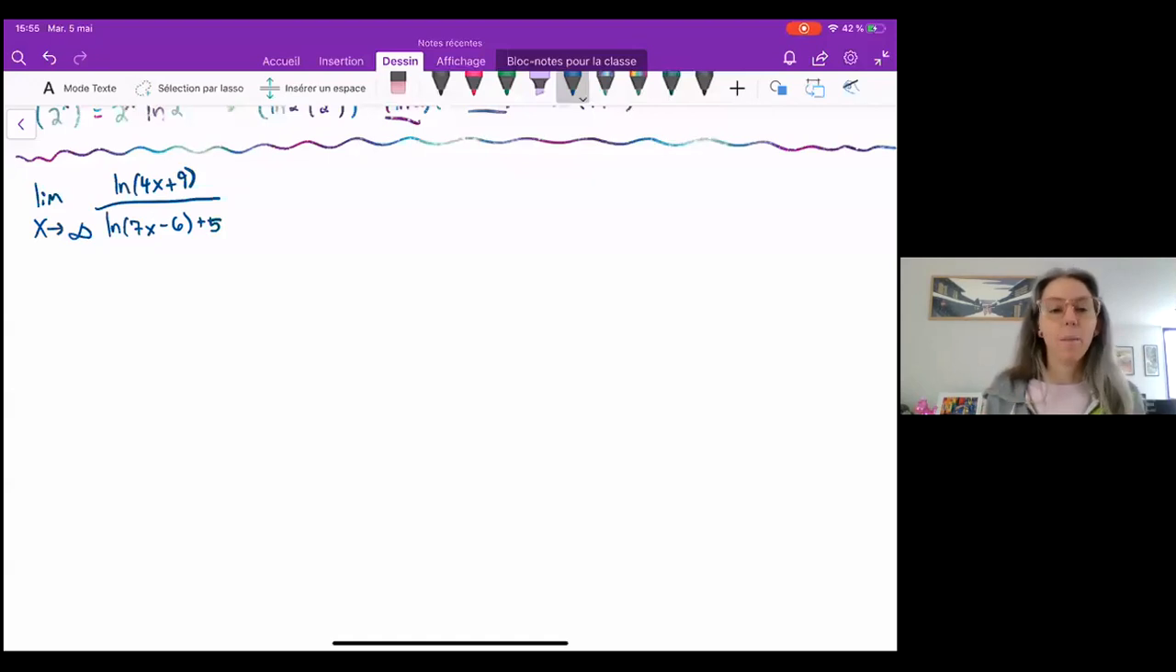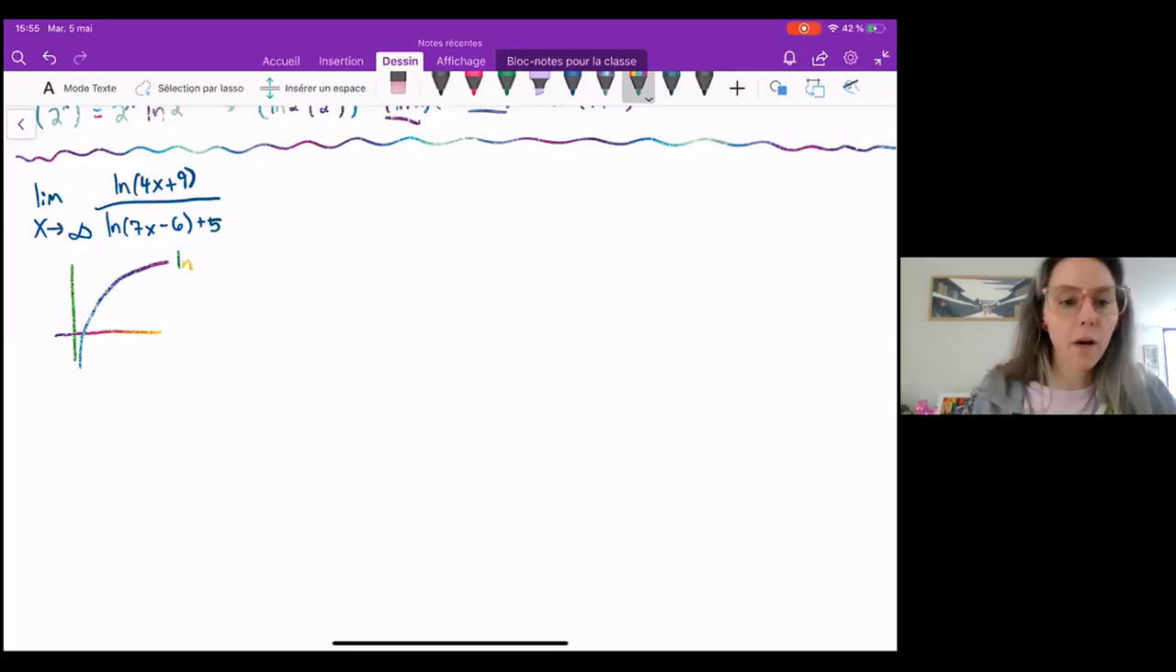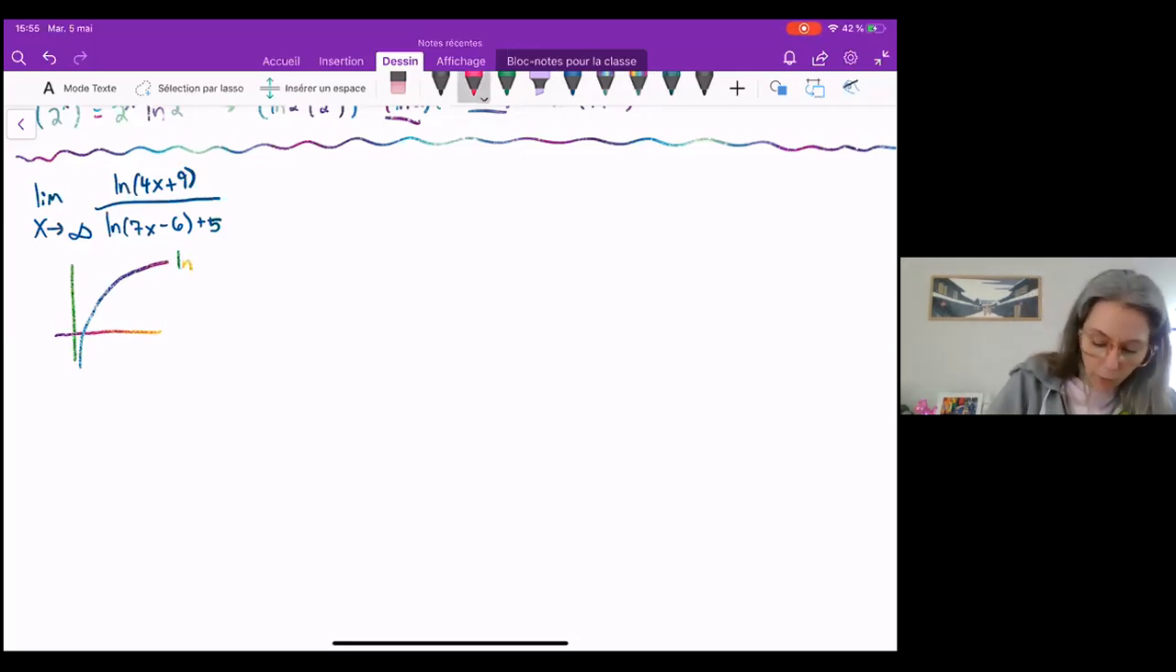Okay, we have ln of 4x plus 9 over ln of 7x minus 6, plus 5. We want to plug in. I'm just going to really briefly draw a graph of ln x. So ln x kind of looks like that. So if I'm looking at ln of 4x plus 9 or ln of 7x minus 6, when I plug in, I have like ln of infinity over ln of infinity plus 5.